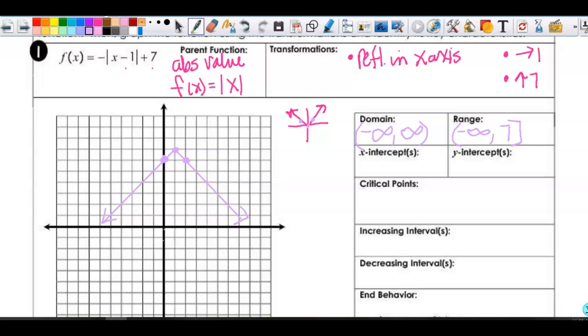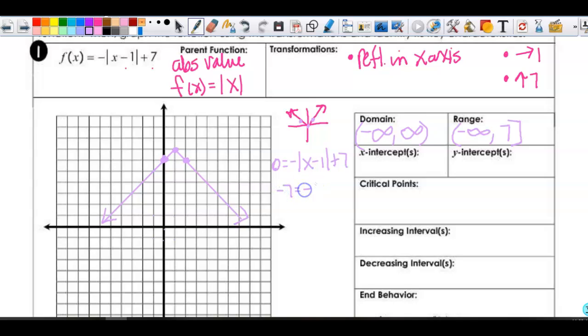So my x-intercepts, that might be something that I can pull straight off my graph. However, if your line isn't perfect, and mine didn't even actually cross the x-axis, then I would need to actually solve that. So to find the x-intercept, y is 0, so I do 0 equals negative absolute value of x minus 1 plus 7. So then I'll subtract 7 from both sides.